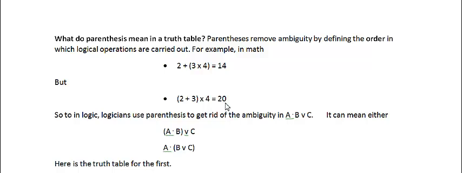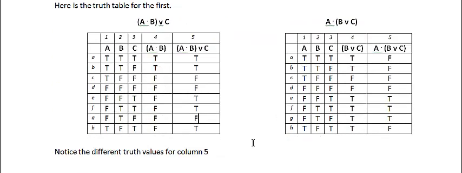The same is true in logic. If you simply have a string of operations A dot B or C, this can mean either you do parentheses A dot B, close parentheses, wedge C, or you do A dot parentheses B wedge C. Now the rule is you always do the parentheses first. So when you look at the truth tables for these two different propositions, you get two quite different values.